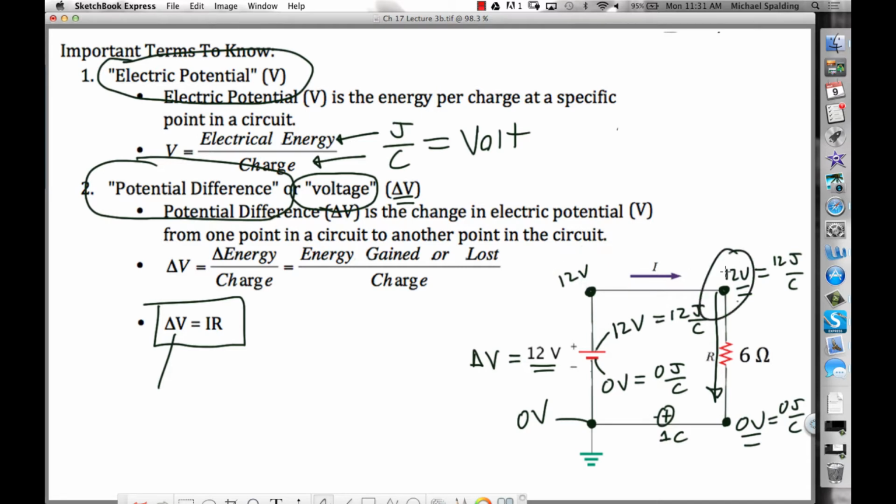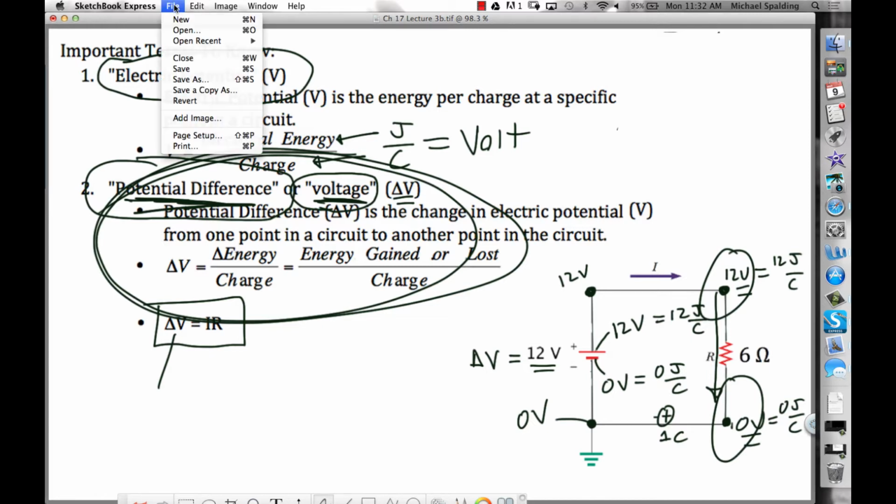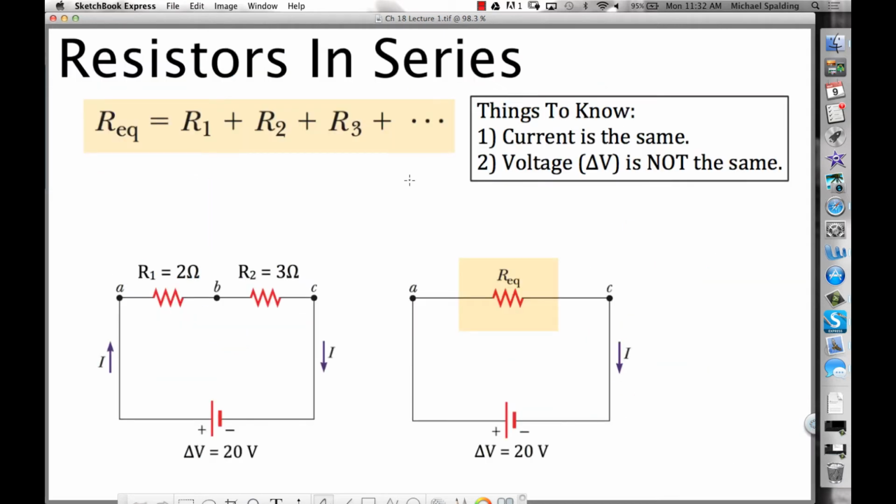How about from this point to this point? Now if you're talking about from one point to another point, that is called the potential difference, which is the voltage. And this is what we care about mostly. You're not going to really care about the electric potential at a single point. You're going to care about the change between 2 points. And when will volts change? Whenever you cross a battery or a resistor.